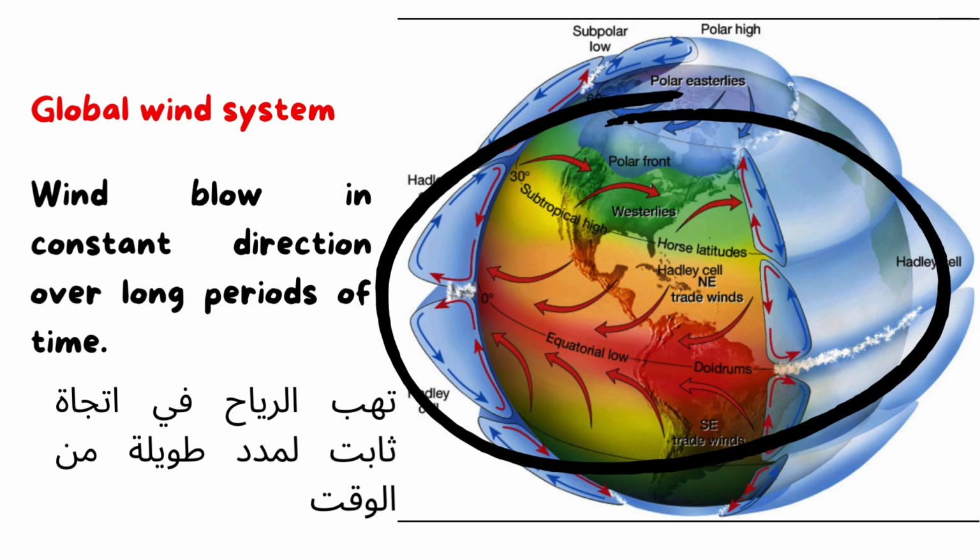And this, we call the global wind system. This is the system of the wind in the world, okay? So, in the global wind system, wind blows in a constant direction. It doesn't change its direction easily, okay? Over long periods of time, this is the direction of the wind. And we call this the global wind system, okay?